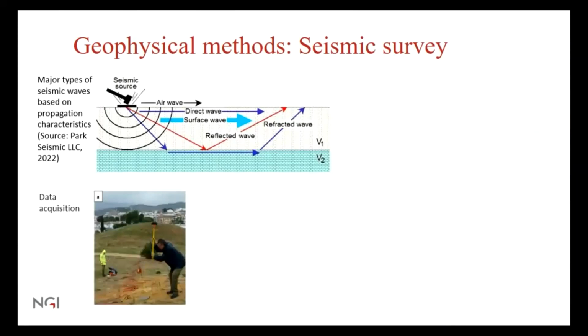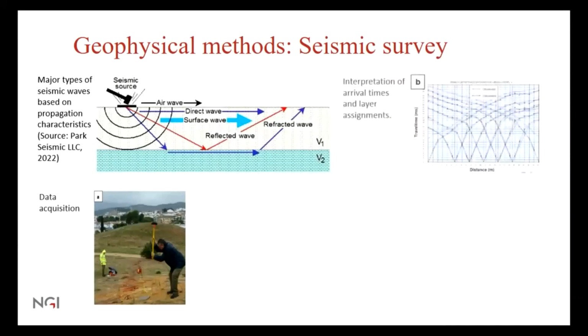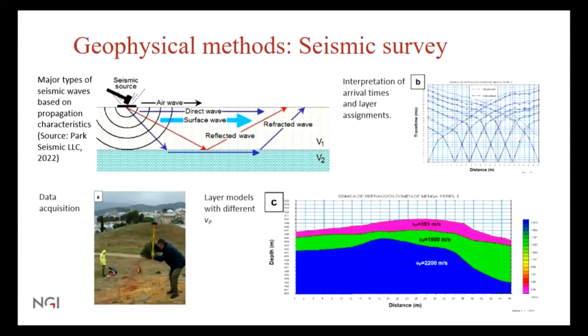These figures from SERDEC show, for example, data acquisition in the field, and how they interpret arrival times and layer assignment. From the signal that they receive, they can build up a layer model with different VP, which would give different interpretations of soil type. Normally, as I found out, with most of these methods we have to compare with borehole data in the end in order to have a concrete conclusion of which soil types we are looking at, if we talk about soil characterization.